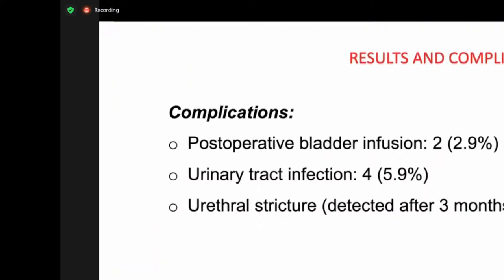In regard to complications, postoperative bladder irrigation has 2 cases, accounting for 2.9%. Urinary tract infection has 4 cases, accounting for 5.9%. Urethral stricture detected after 3 months, only 1 case, makes up 1.5%.